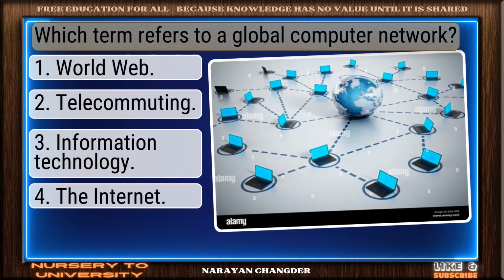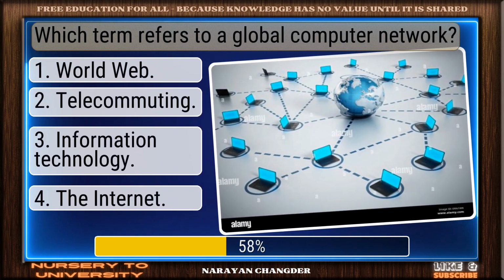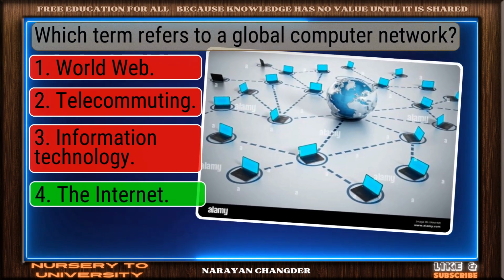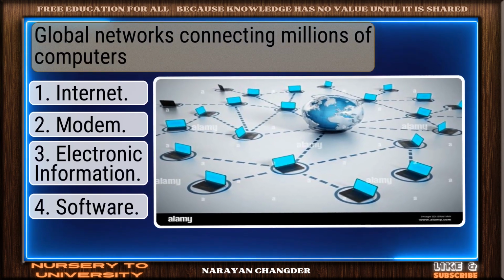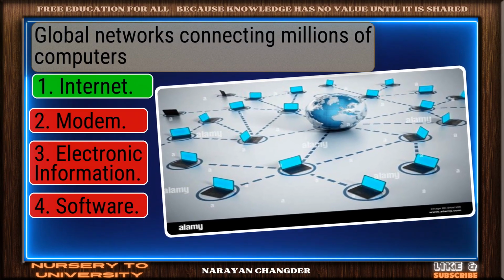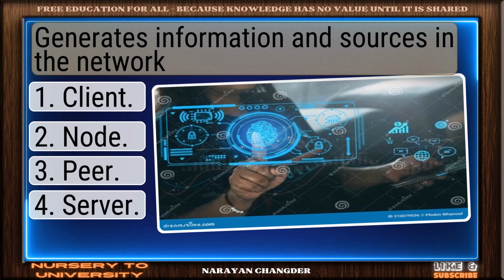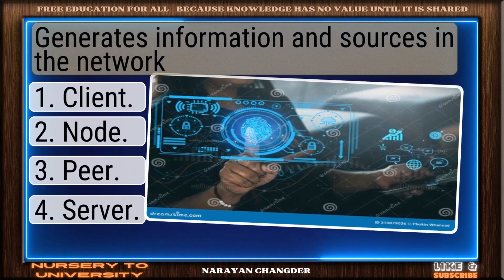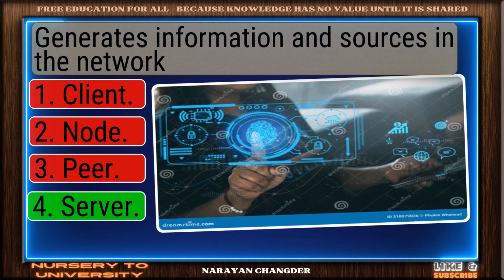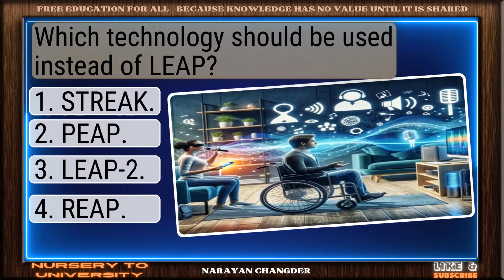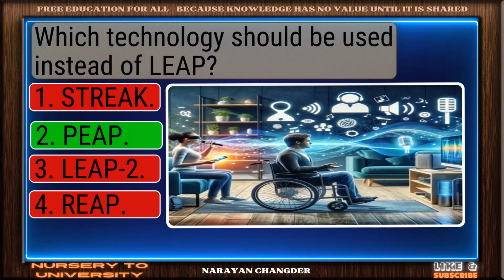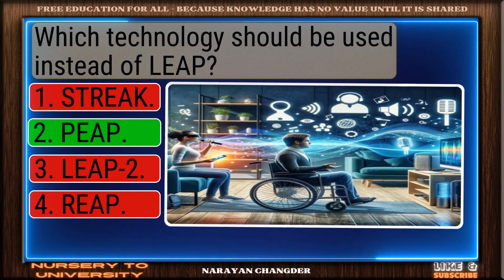Which term refers to a global computer network? Smart move. The internet is accurate answer. Global networks connecting millions of computers. Sharp thinking. Internet is right. Generates information and sources in the network. Perfect. Server is the one. Which technology should be used instead of leap? Great job. PEAP is accurate.